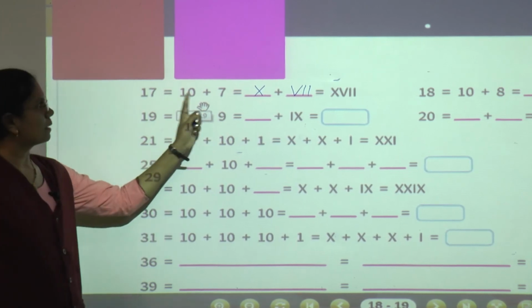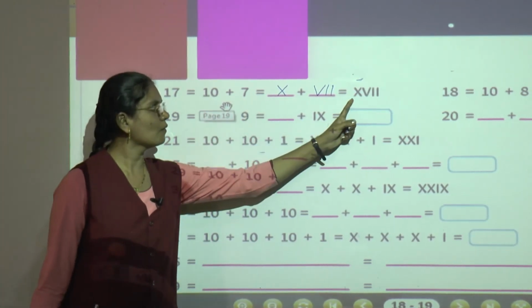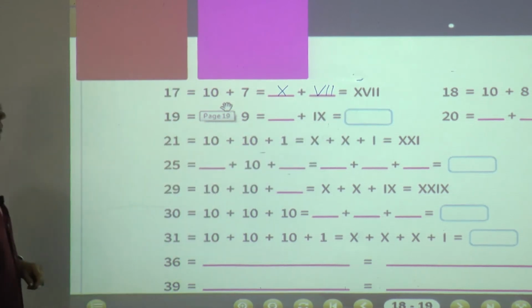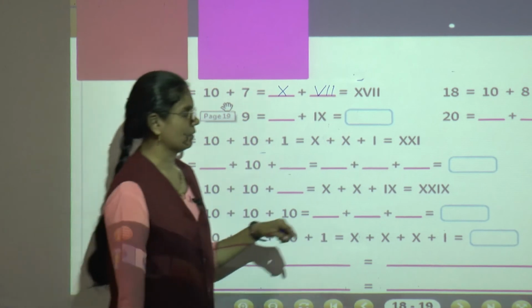So 10 plus 7 means 17. How will we represent it? XVII. This is 17.